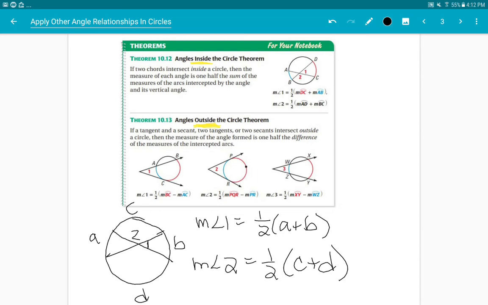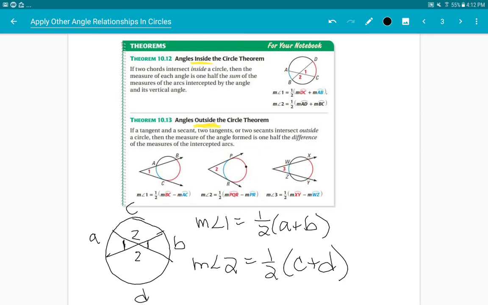the measurement of 1. Now notice that 1 here on the right is equal to this angle 1 on the left because they're vertical angles. Same thing here with 2. So that's why we take the average of the arcs. It doesn't matter which one you take. The average is going to get you the answer in either case. Okay, so that's the importance there.